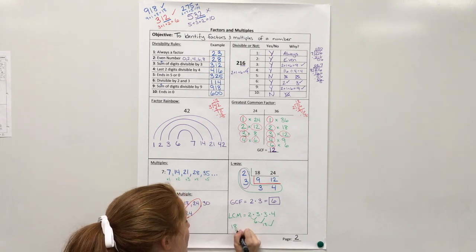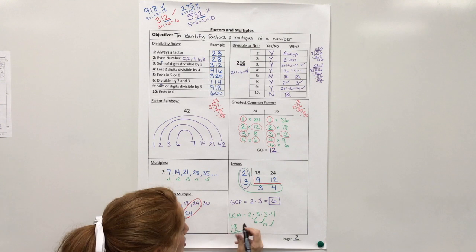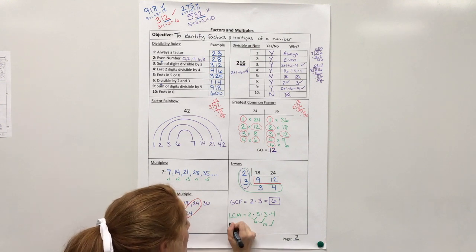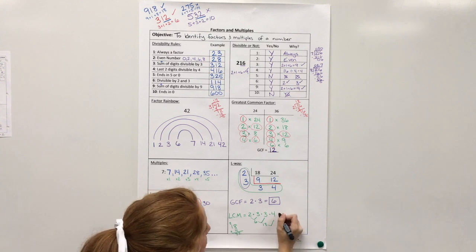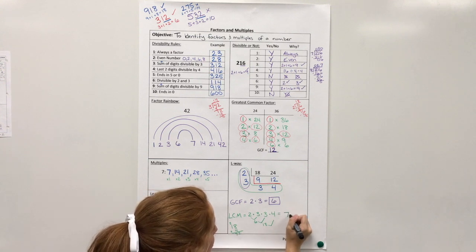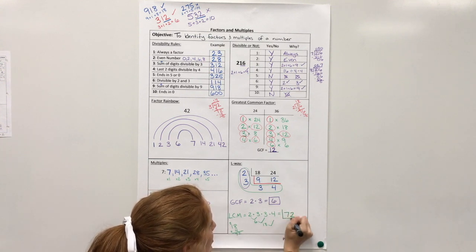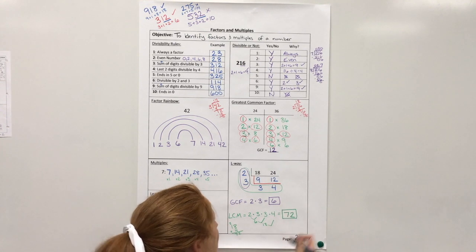18 times 4, go ahead and work this out with me. 4 times 8 is 32. 4 times 1 is 4, 5, 6, 7. So that means that this is equal to 72. So the least common multiple is 72.